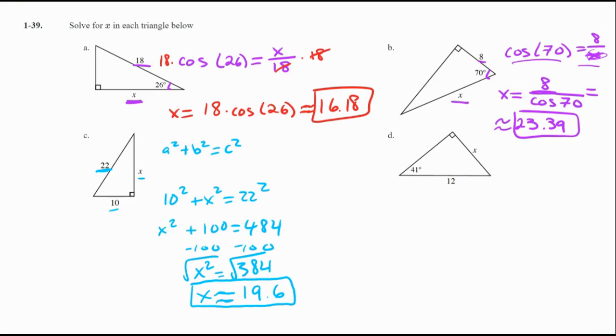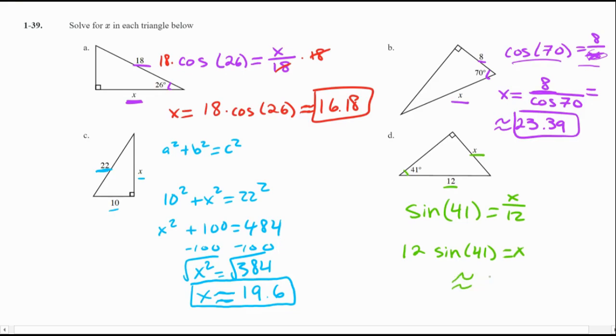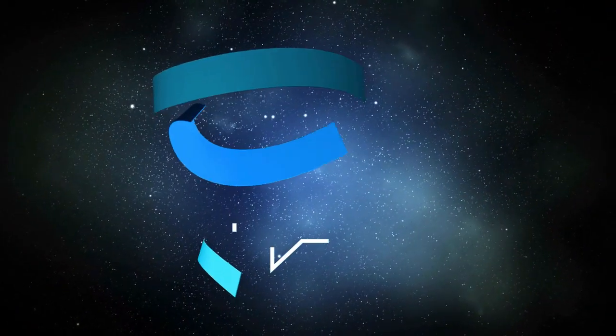Okay, last one here. I got an angle. I have the opposite side, and I have the hypotenuse, meaning I'm going to use the sine of 41 equals the opposite over the hypotenuse. Multiply 12 by both sides, so I get 12 sine 41 equals x. I plug that into a calculator, and I get about 7.87.